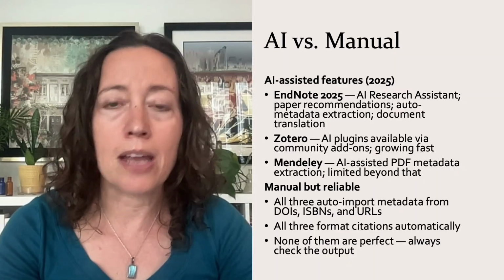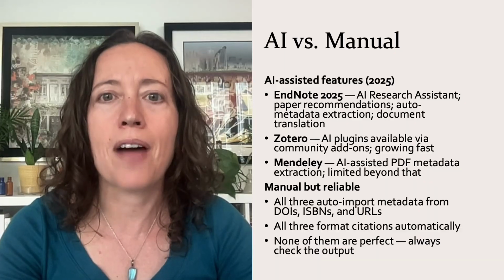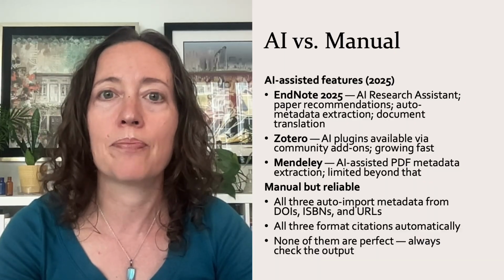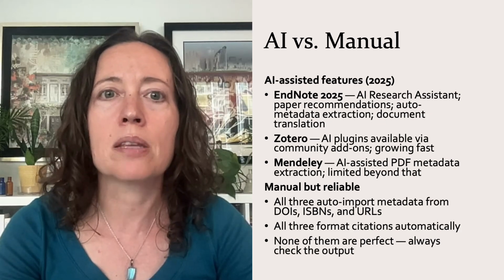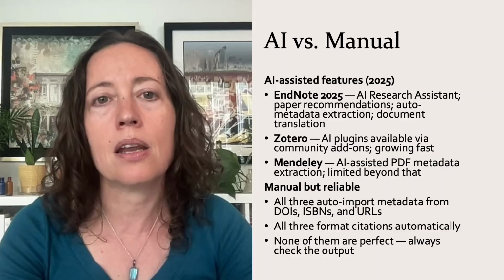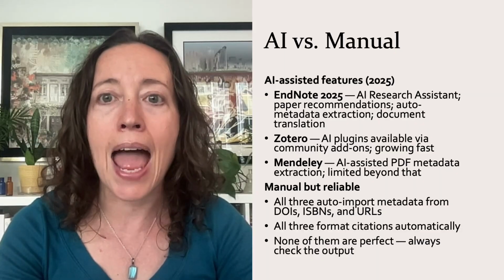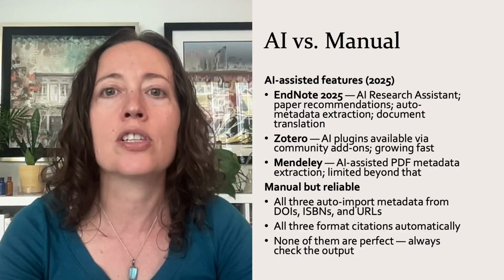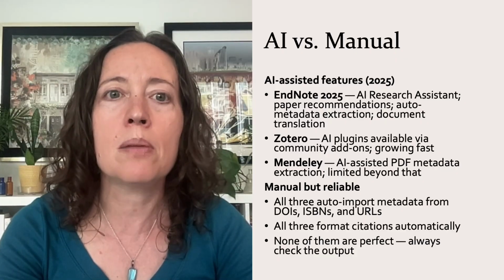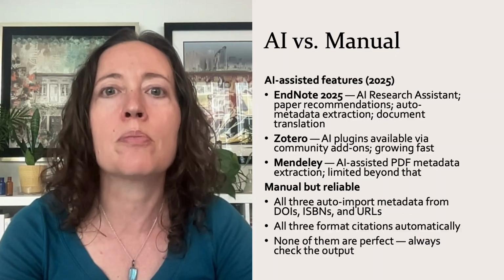Does your citation manager think? AI is coming for citation management, and 2025 is the year it's begun showing up in real features rather than just marketing copy. EndNote 2025 has the most developed AI offering right now. It includes a research assistant that can help you find relevant papers you might have missed, translate documents, and interact with your sources conversationally. Zotero has a growing ecosystem of community-built AI plugins that are worth exploring if you're comfortable with a little setup.